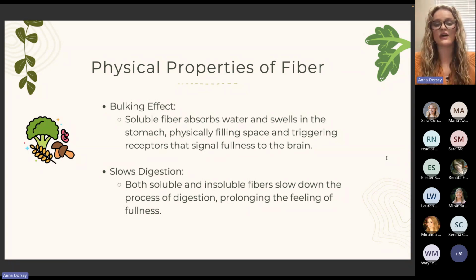Insoluble fiber is going to work by absorbing water, which causes a swell in the stomach, and that's going to fill up space and also trigger receptors in your brain to tell you, hey, I'm full and I should stop eating. Both soluble and insoluble fibers are also going to work by slowing down the process of digestion, which is going to make you feel fuller for a lot longer because it's not just flying through your digestive system.